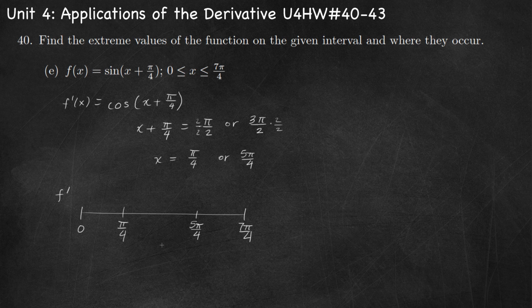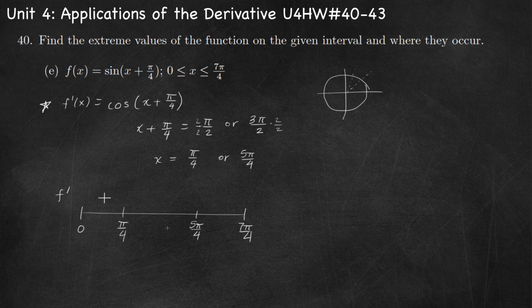So I'm going to choose some test points. Between 0 and pi over 4, we can go with pi over 6. Remember, we only need to know if the derivative is positive or negative. So let's think about the unit circle. When I substitute pi over 6 back into my derivative, I want to know the cosine of pi over 6 plus pi over 4. Pi over 4 is here, and if I add pi over 6 to that, it takes me somewhere over here. Since I'm still on the right side of the y-axis, the cosine is positive.